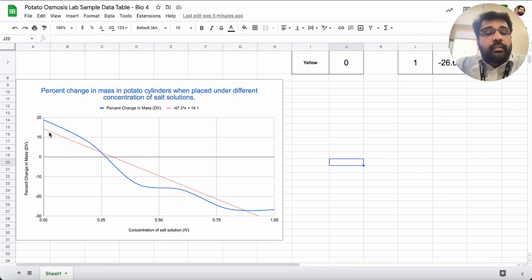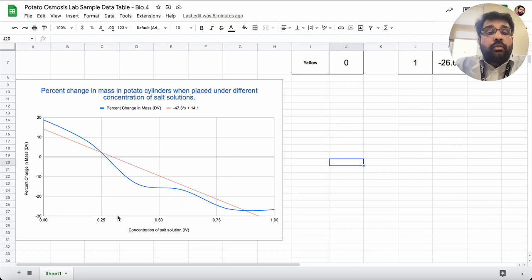So when you look at this, the line of best fit passes through the zero line at this point. If you look all the way down to the x-axis, the concentration corresponding to the zero line is somewhere around here, which, for me, I would say is around 0.3 molar. So 0.3 molar is the isotonic concentration, which is equal to the potato cell cytoplasm concentration.